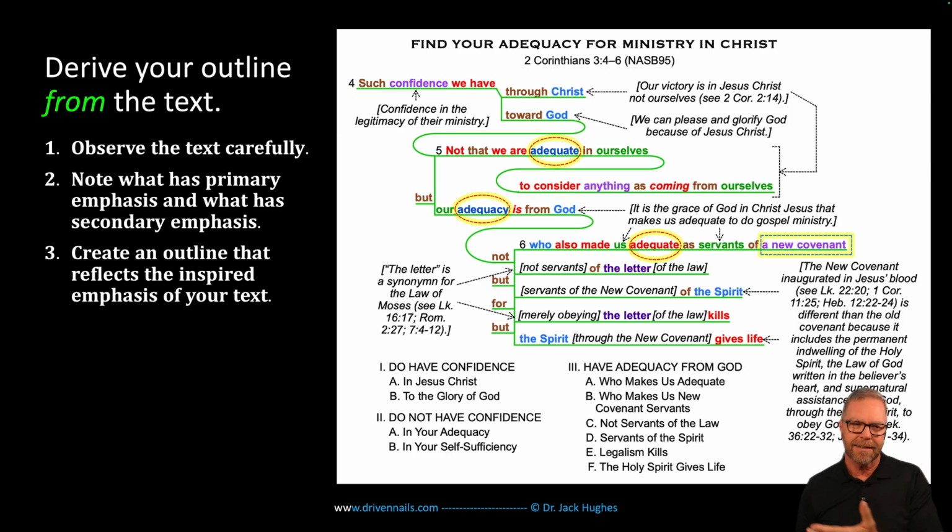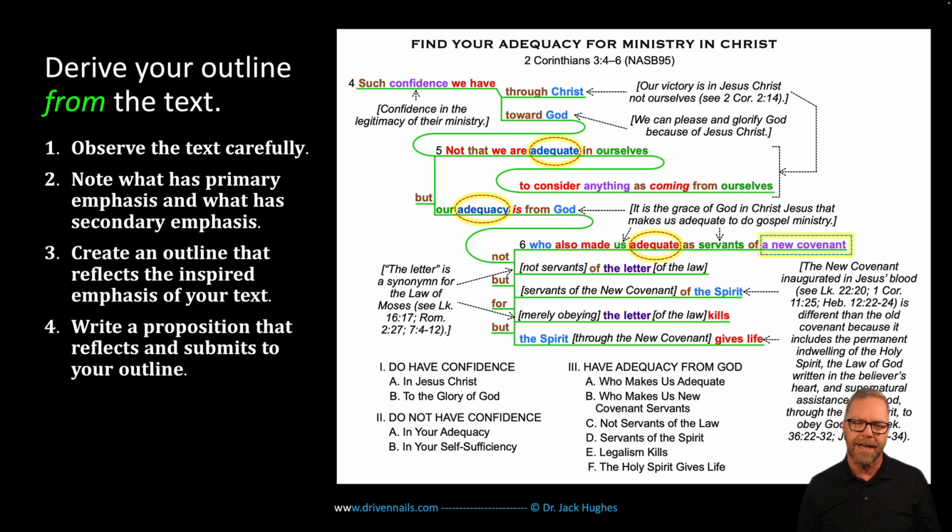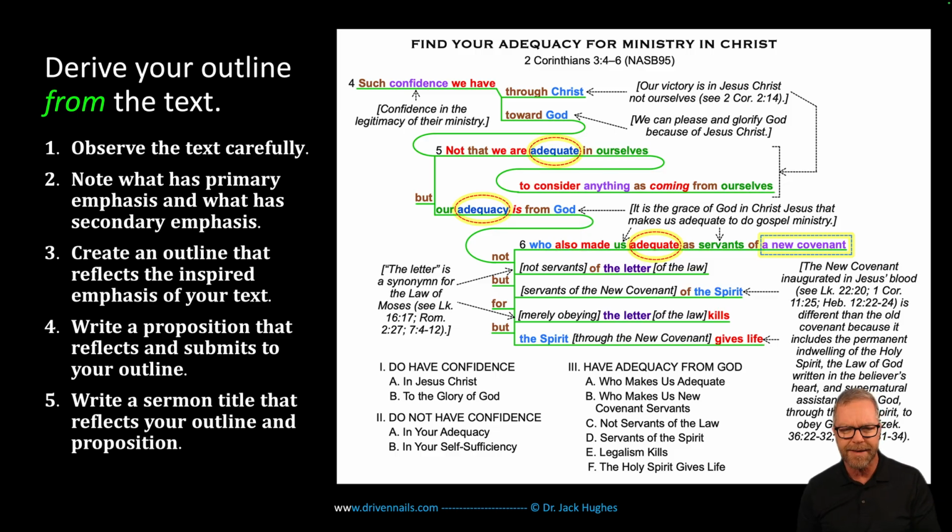Create an outline that reflects the inspired emphasis of your text, which I have down here, and we'll go into that in a second. Then write a proposition that reflects and submits to your outline. Again, I'm going to give you examples of this in a second. Write a sermon outline that reflects your outline and proposition. So you have your proposition, your outline, and your sermon title. They should all reflect what the text actually says, and that is what you want to do.